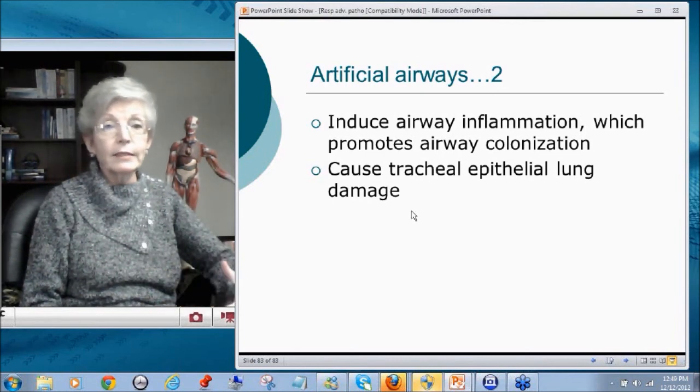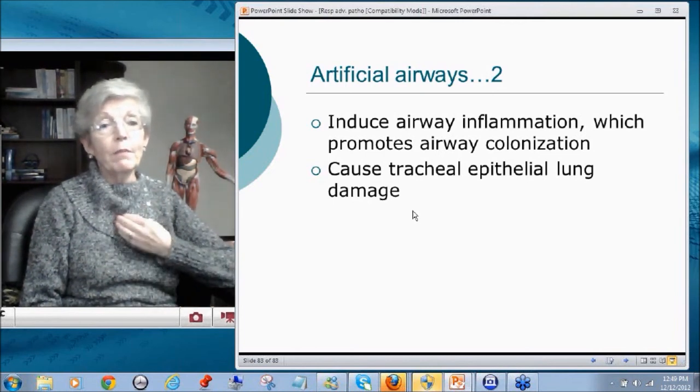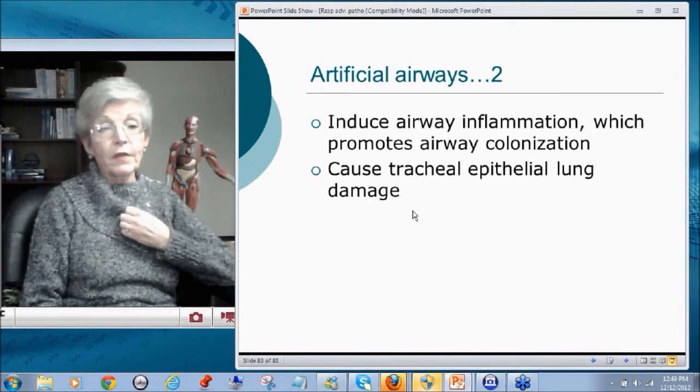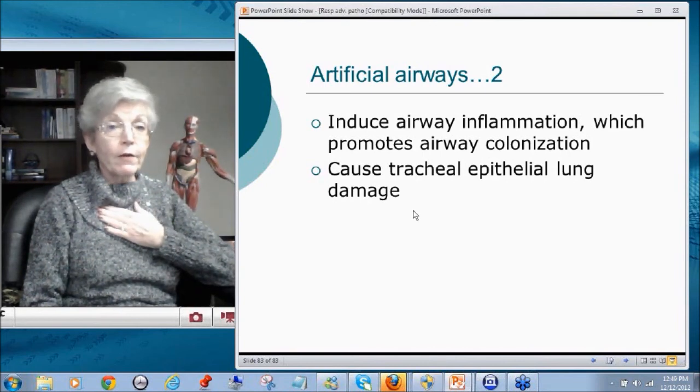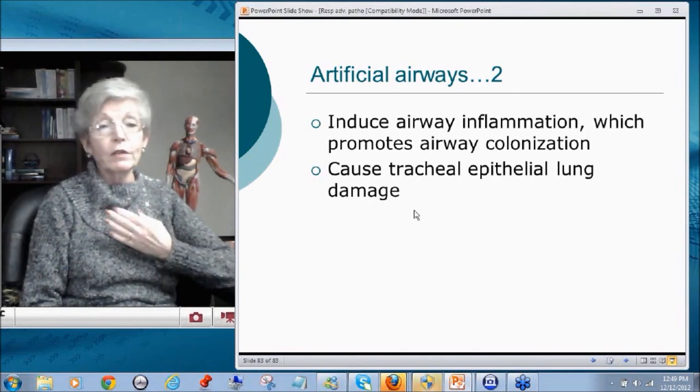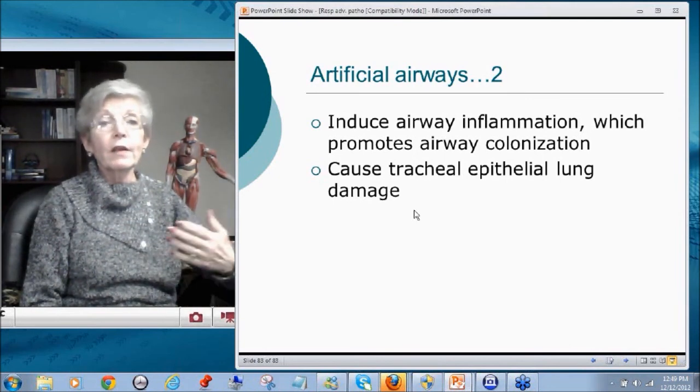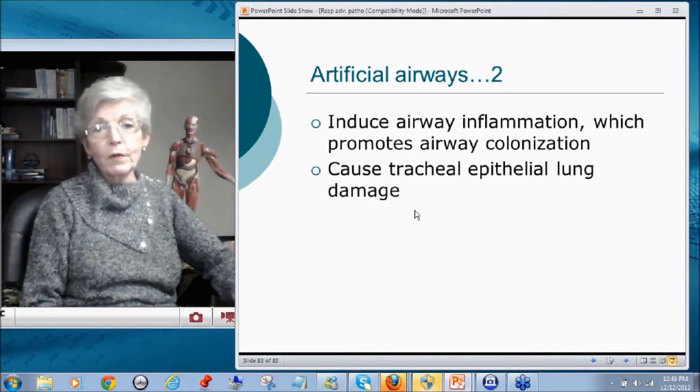So they need meticulous care, and you need to monitor your cuff pressures so that they're not overinflated, leading to tracheal impairing of perfusion to that area of the trachea, which could lead to tracheal necrosis and erosion. So there's lots of problems associated with it.